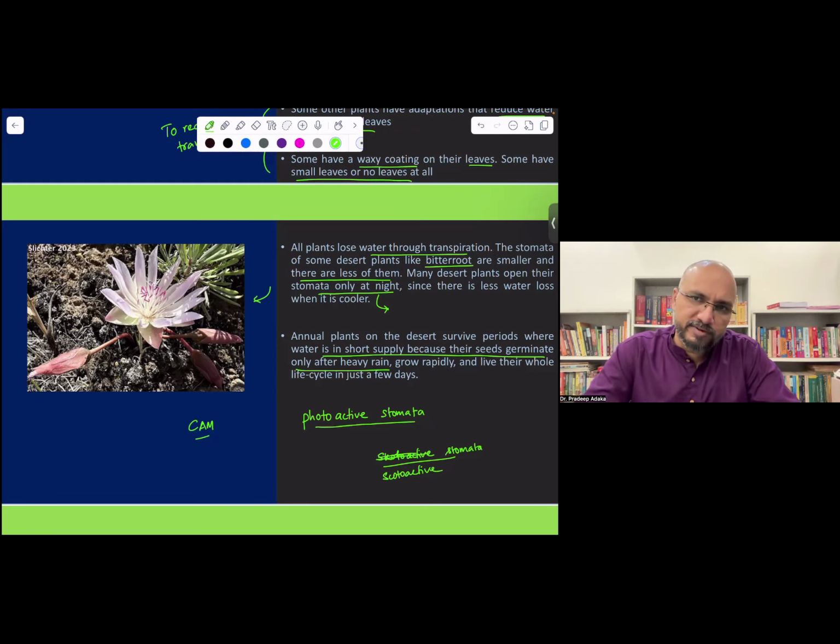They will quickly complete their life cycle and produce seeds, and the seeds remain dormant again for a long period of time. Again when the rain comes, they will germinate and complete their life cycle in a very short period of time. Again they produce seeds and become dormant. So they complete their life cycle within a very short period of time when the moisture is available. So these are called as ephemerals.